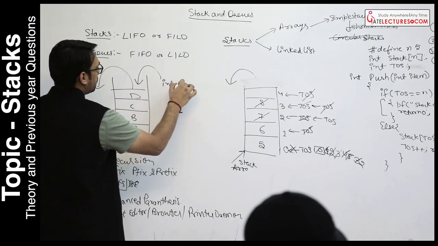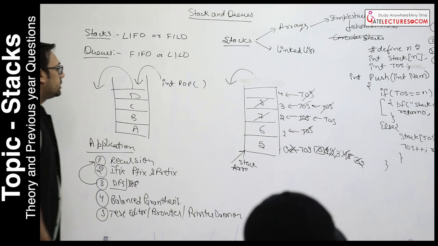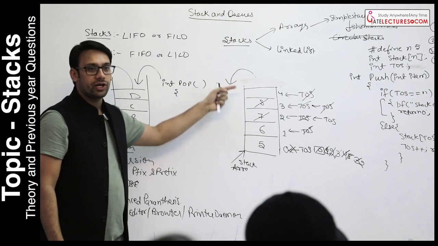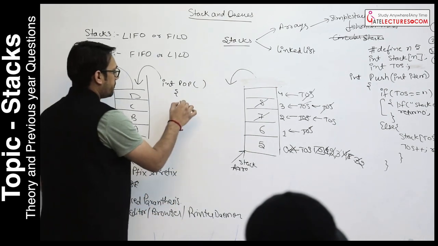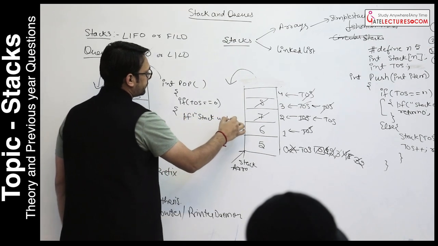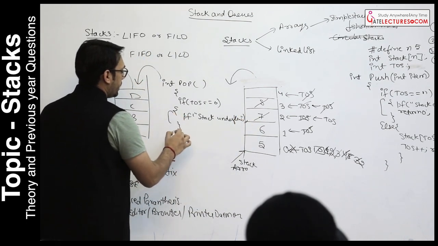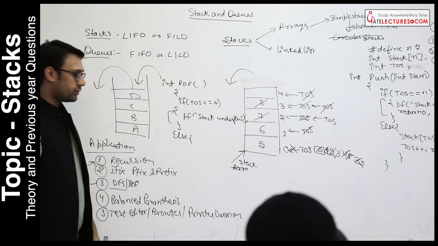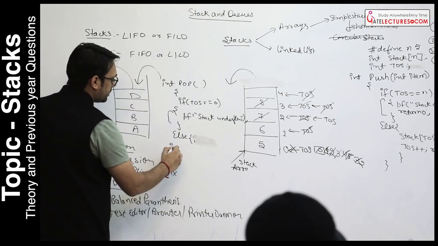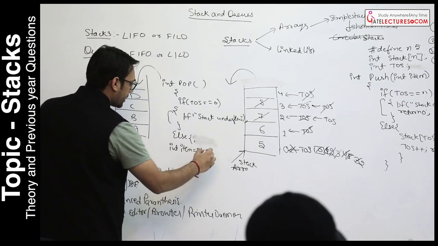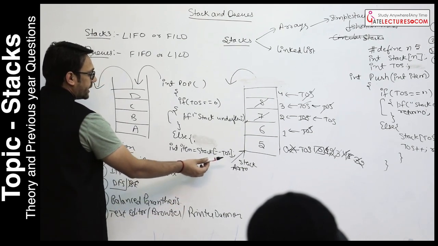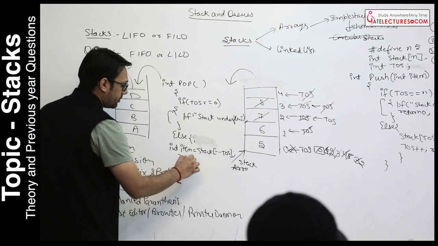So I'm going to say integer pop, and it is not taking any input arguments. So what is the pop function? That means you want to take something out of the stack. Now you cannot pop when stack is empty. So if top of stack is equal to 0, then I can say printf stack underflow. Else I have to find out what is the item. For that I have to decrement top of stack. So I'm going to say integer item is equal to stack of minus minus top of stack. That means decrement the value of top of stack, get the data at that location and store that data into the item. And I can say return item.